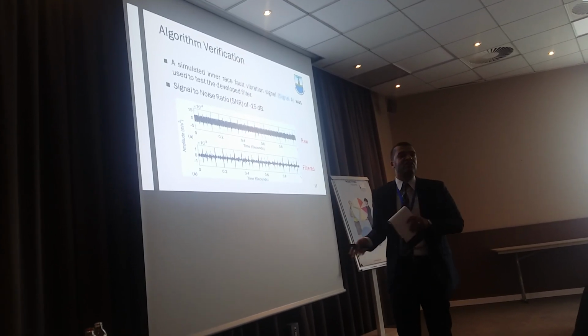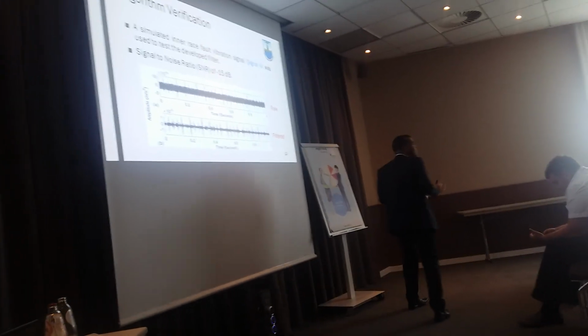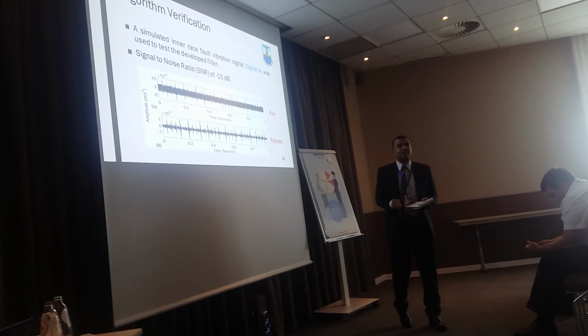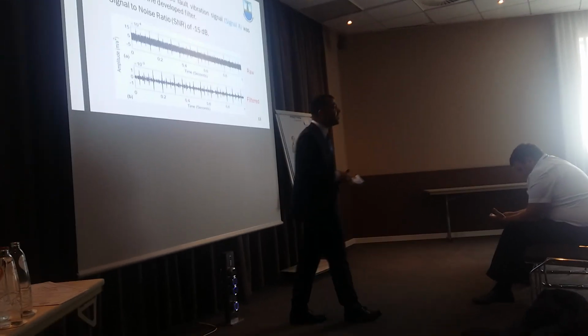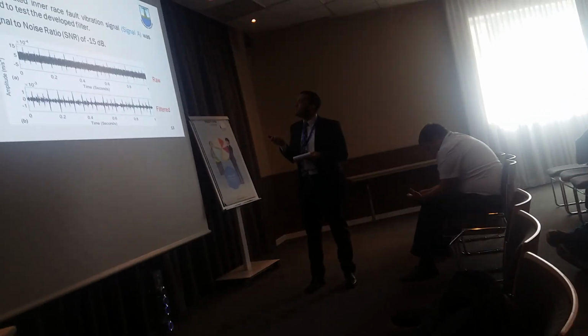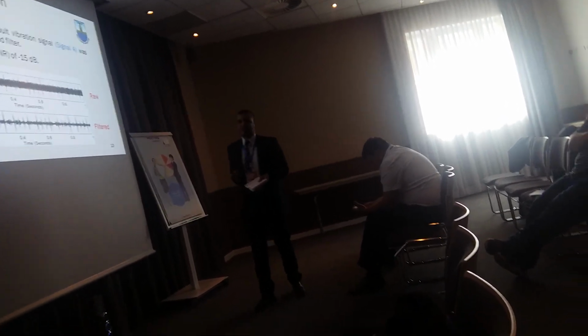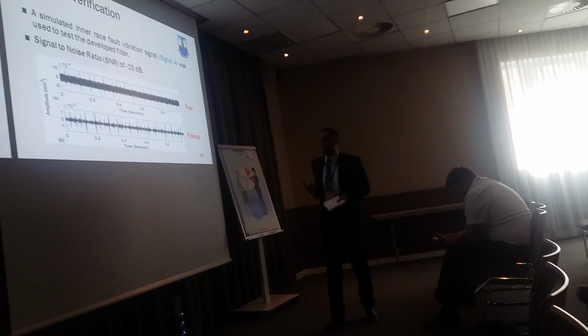We did verification and validation for the algorithm. For verification, we generated an inner race fault, which is designated as signal A. And then we added white Gaussian noise to it, so its signal to noise ratio decreased to minus 15 decibels, which is considered very low. After that, we fed this noisy signal to the designed filter, and we get a filtered signal with enhanced impulsiveness.